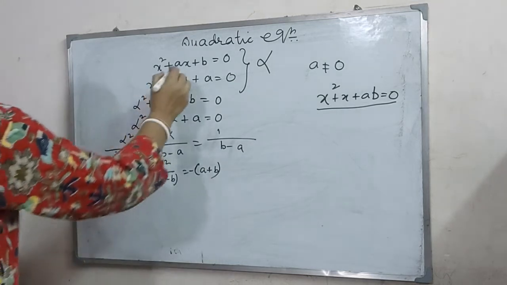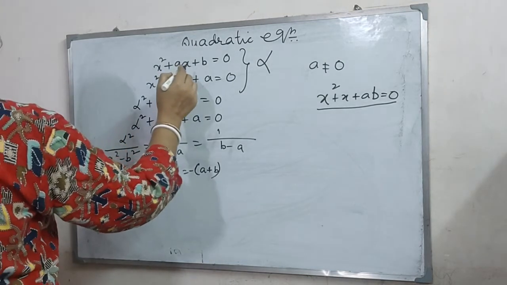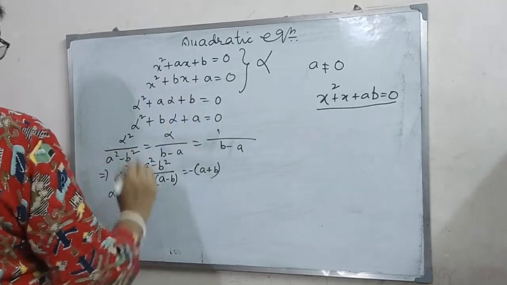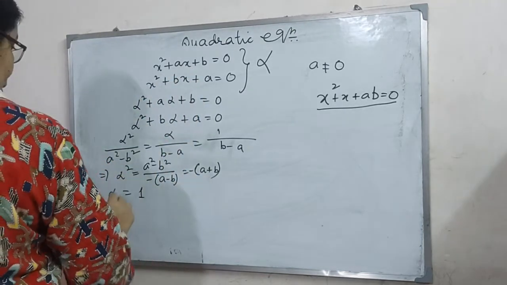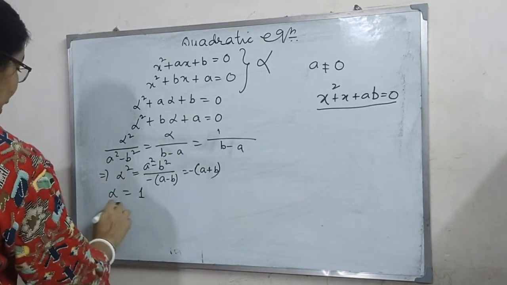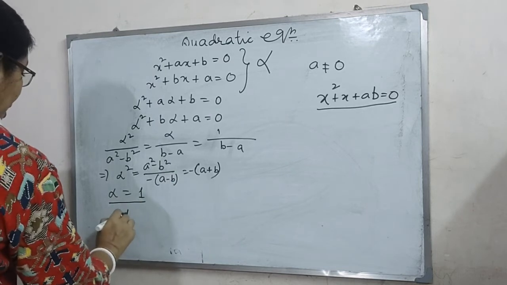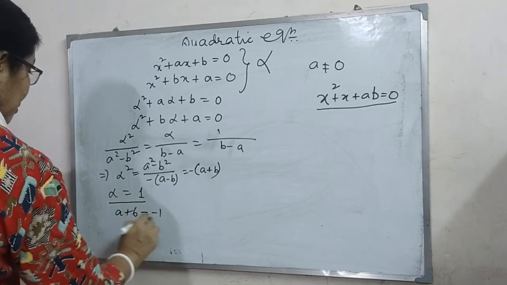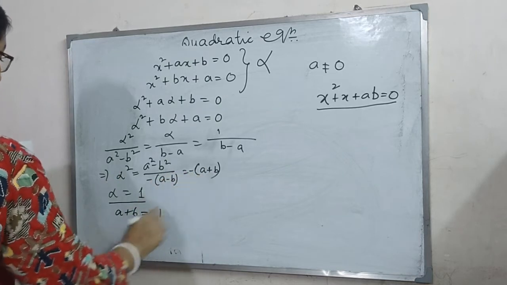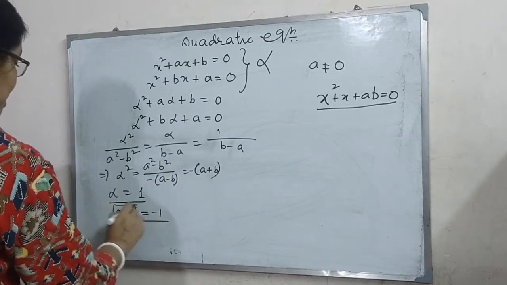And from here alpha equal to 1. So if alpha equal to 1, then alpha square equal to minus a plus b, that is a plus b equal to minus 1.